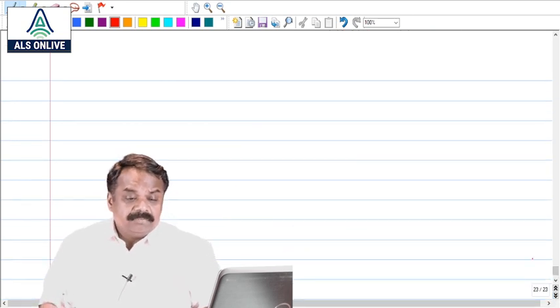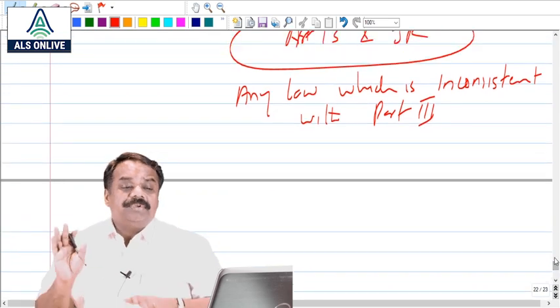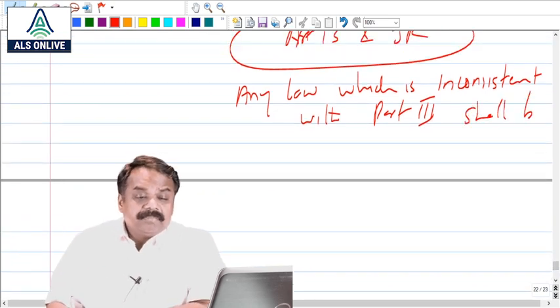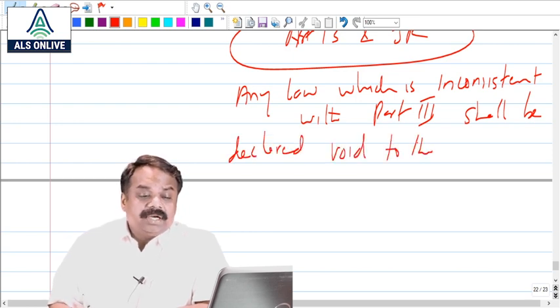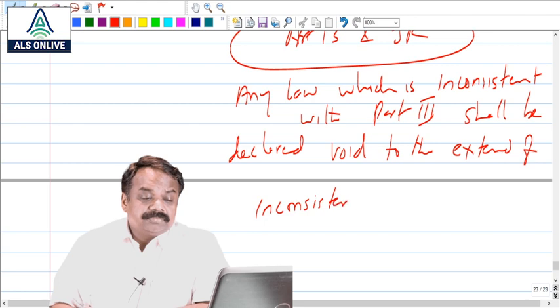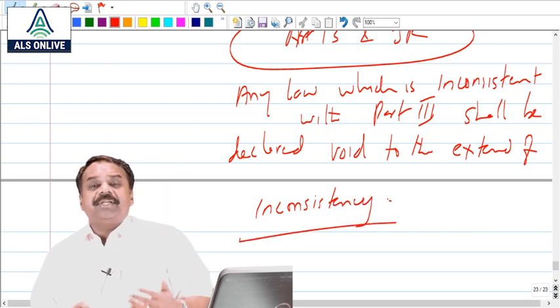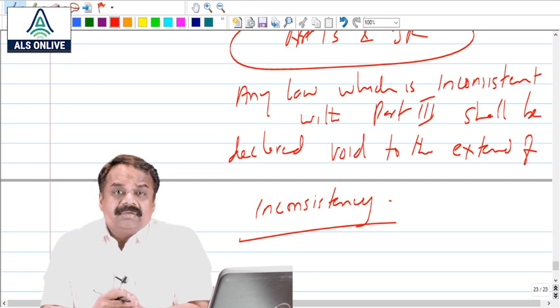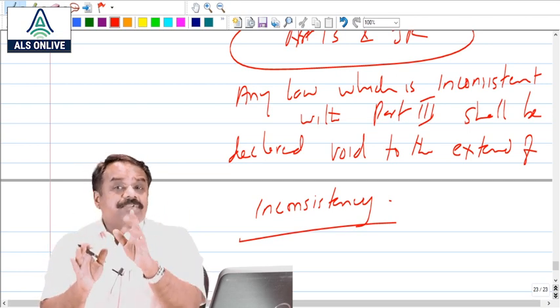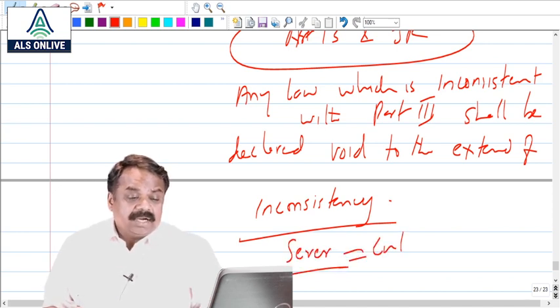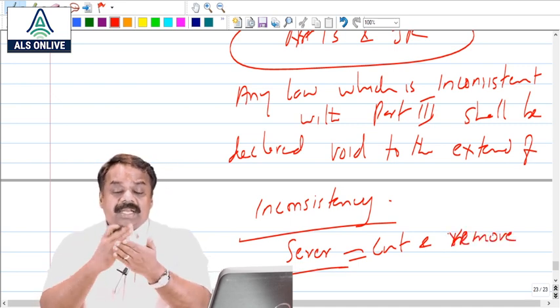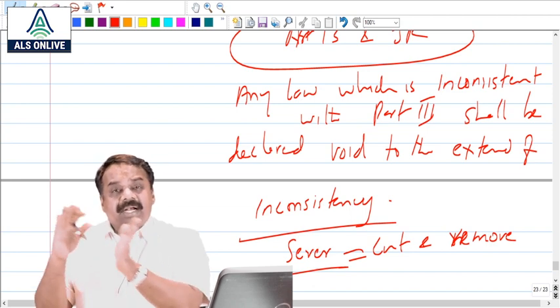Any law which is inconsistent with Part 3 shall be declared void to the extent of inconsistency. So, to the extent of that inconsistency, that law should be declared invalid. So, this doctrine of severability comes into picture. Sever means cut and remove. Please remember, sever is cut and remove. Severing, cutting and removing. Sever the portion means cut and remove that portion.